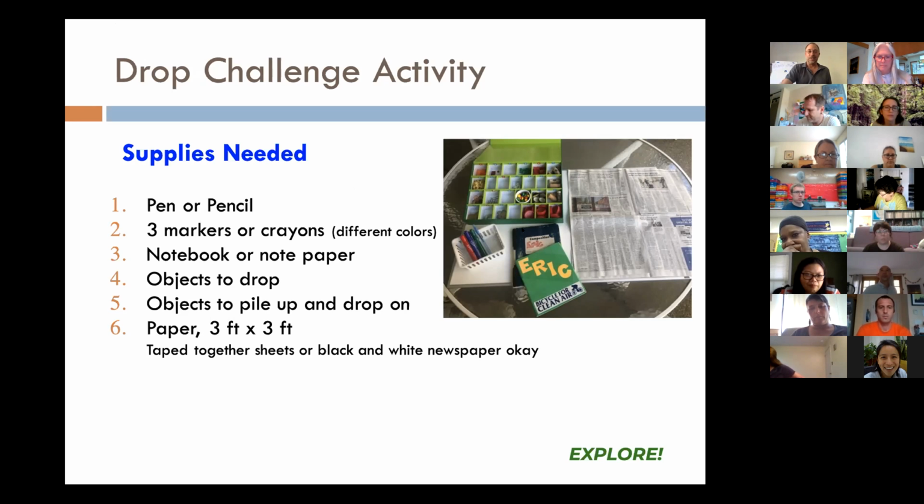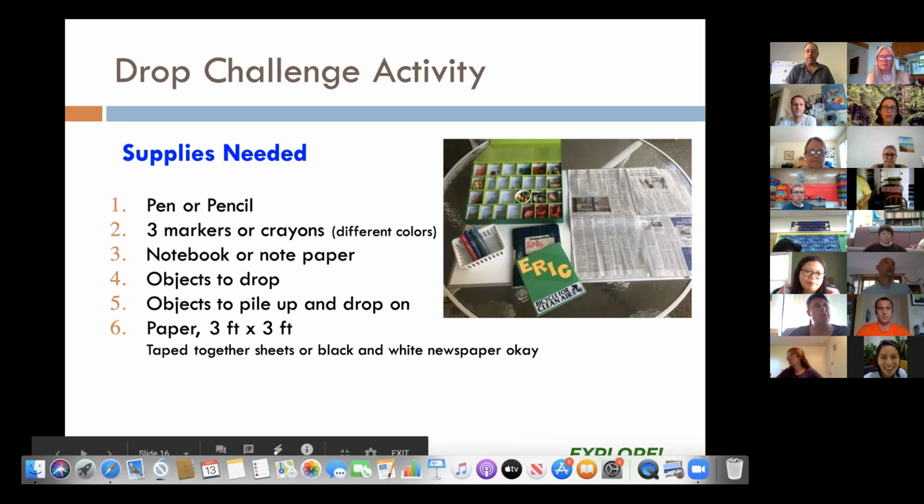So there's a picture on the upper right of what you'll need: a pen or a pencil, 3 different markers or crayons, colors, something to write on to take notes on, something to drop, a set of other things to drop on, and a playing field or a platform to drop that stuff on. Okay, that's really all you need. And you can think creatively out of the box on all of these materials, especially what you drop on. I mean, if you didn't even have a paper, you could drop on the ground and mark with chalk, right? So I encourage you to think creatively about your supplies.